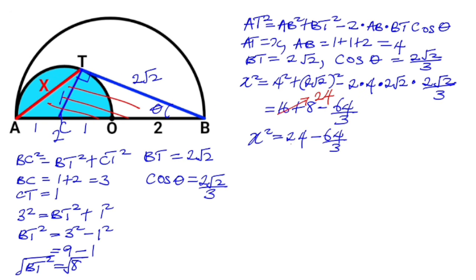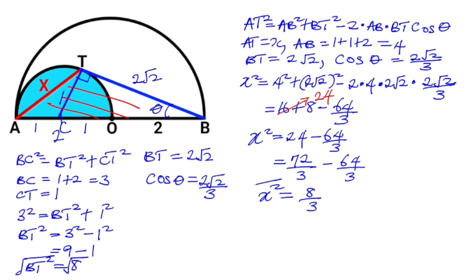To perform the subtraction, we convert the whole number 24 into a fraction with a denominator of 3. Since 24 times 3 is 72, the number 24 is equal to 72 divided by 3. So, x squared is equal to 72 divided by 3 minus 64 divided by 3. Subtracting the numerators will give us 8 divided by 3. Therefore, x squared is equal to 8 divided by 3.